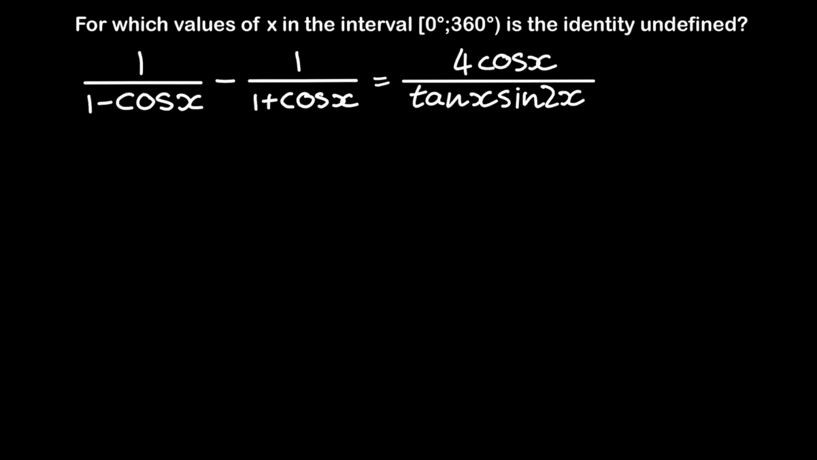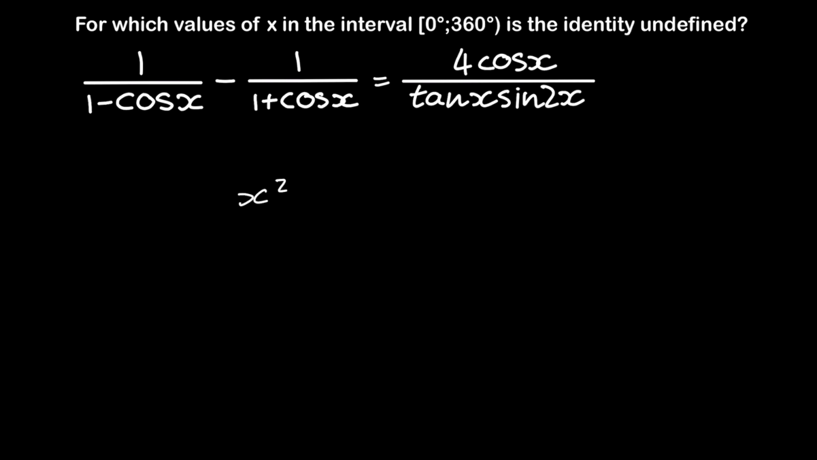Whenever I come across a trig identity, I have a strong urge to try and simplify it. But with this specific question, that is a terrible idea. So the question is, for which values of x in the interval from 0, inclusive of 0, to 360 degrees, not inclusive of 360 degrees, is the identity undefined? The reason it's not a good idea to simplify this identity is because if we're looking for values of x for which this is undefined, then by simplifying it, we might be getting rid of these values.